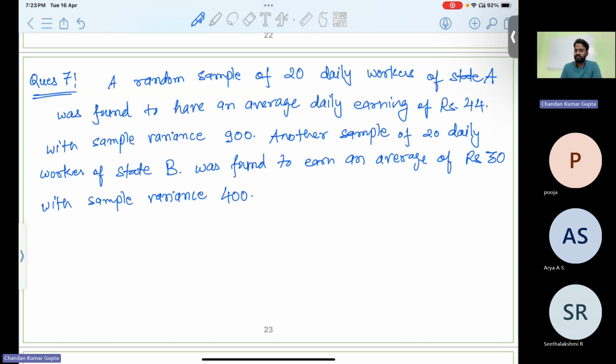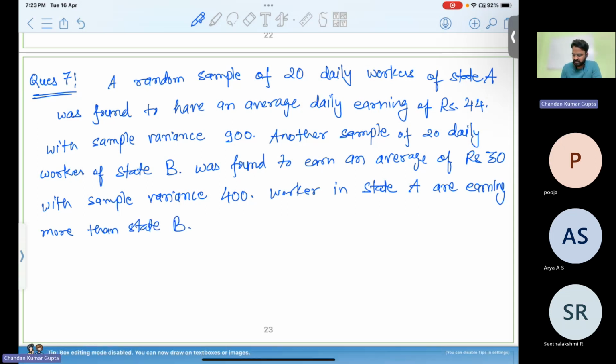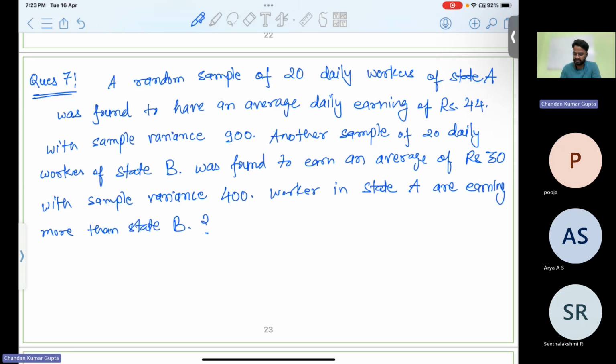Now the question is: test whether the workers in state A are earning more than those in state B. We need to test this at 5% level of significance, with one condition, for equal population variances.